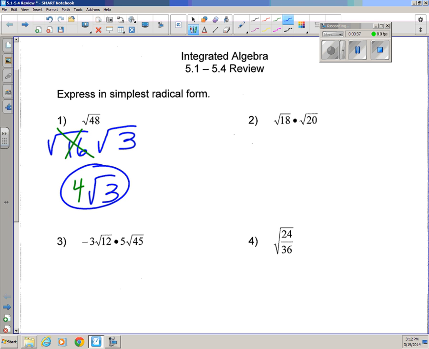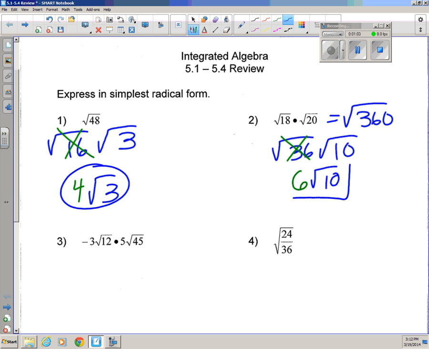Number 2, two separate radicals. You can separate them each and then multiply through, or you can do one big radical. I'll show you both ways. Radical 18 times radical 20 is radical 360. Radical 360 can break down into perfect square radical 36, times radical 10. Square root of 36 is just 6. Radical 10 doesn't get broken down any further and you're done.